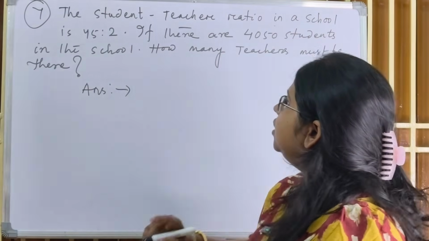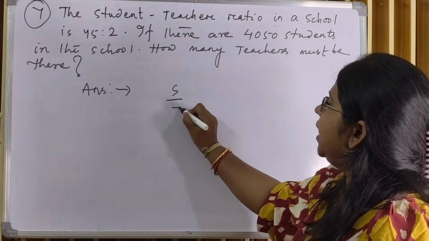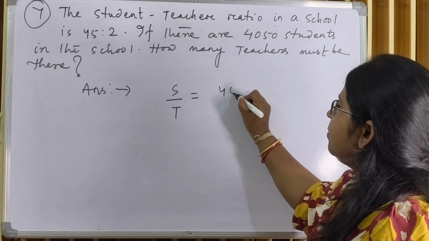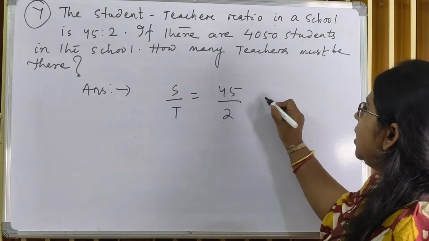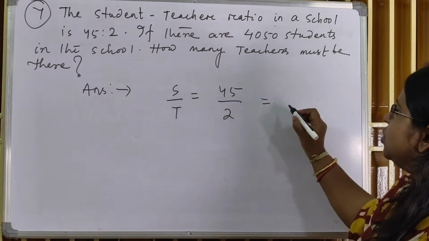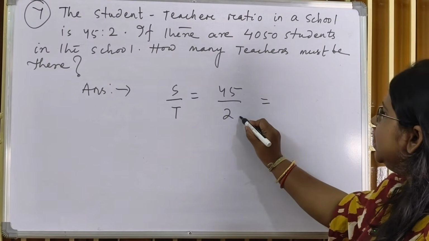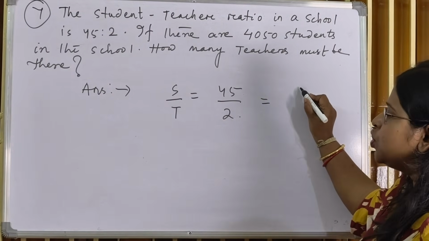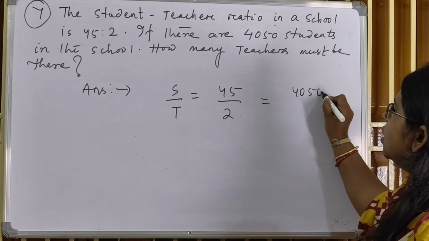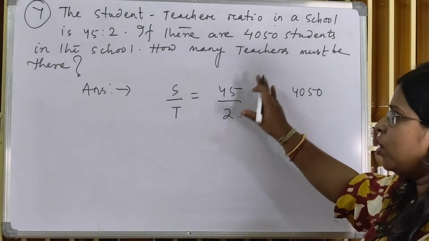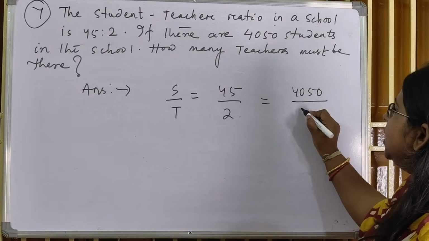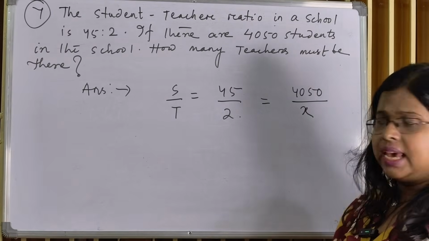Next question is the student-teacher ratio. The student-teacher ratio in a school is given as 45/2, if there are 4050 students. So this is my student and teacher ratio. In front of the students ratio, I will write the value, that is 4050 students are already there. We have to find out the teacher's number, so put it as x.